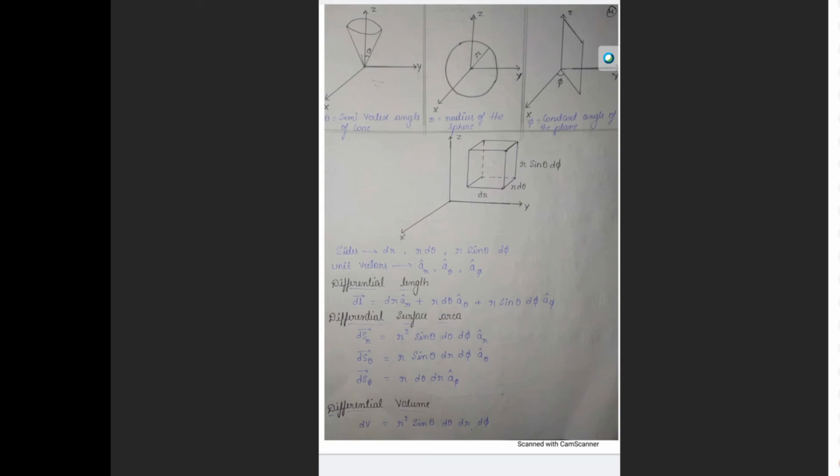And what will be the corresponding unit vectors? They are ar, a theta and a phi. Once you define the sides and unit vectors, you can define length, area and volume. Differential length, I'll repeat how to write: it is each side times the corresponding unit vector. dr ar plus r d theta a theta plus r sine theta d phi a phi.